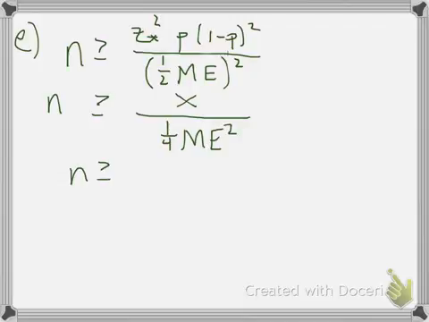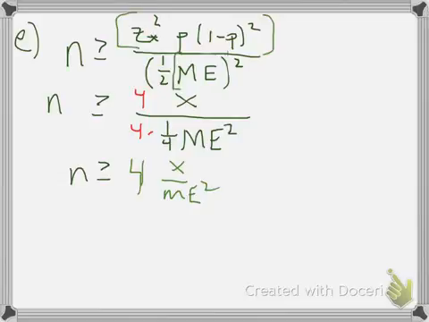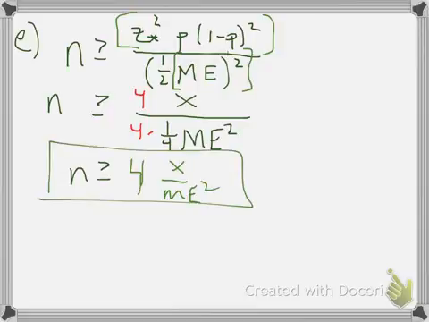So what I get now is a complex fraction. To get that 1/4 out of the denominator, I could multiply the top and the bottom by 4. I'm going to get 4 times x over the margin of error squared. Whatever this was is going to stay the same. What does that mean? To cut that margin of error in half, I have to increase my sample size by a factor of 4.